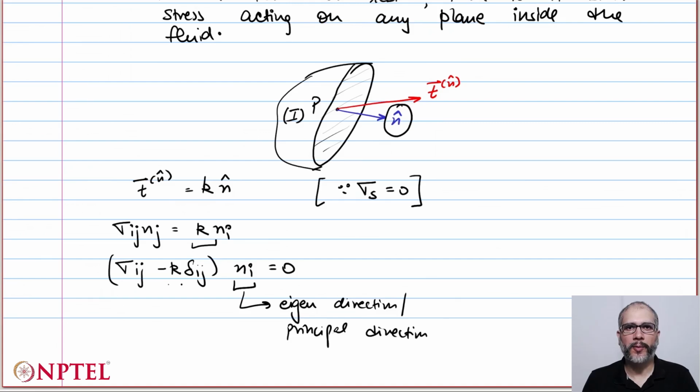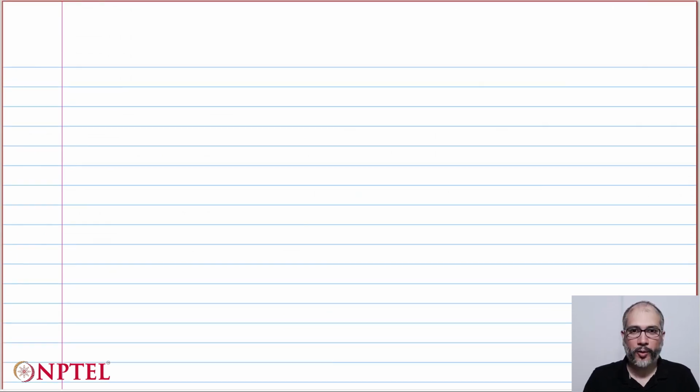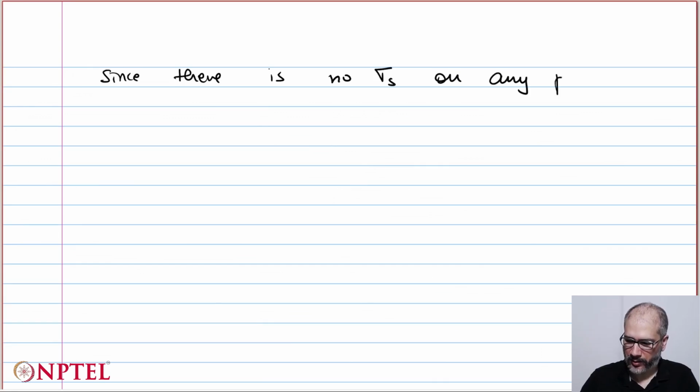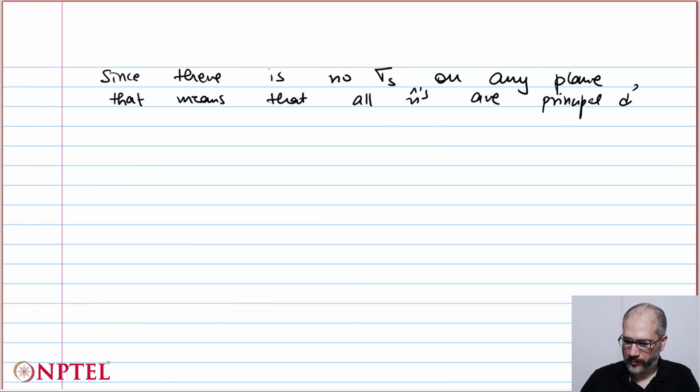But we also made a statement for fluids at rest that there is no shear stress on any plane. So by the same logic, if we take any other cutting plane passing through the point P, we will notice that that n hat becomes an eigendirection. So we can write that since there is no shear stress on any plane, that means that all n hats are principal directions. So I'll underline that all n hats are principal directions.